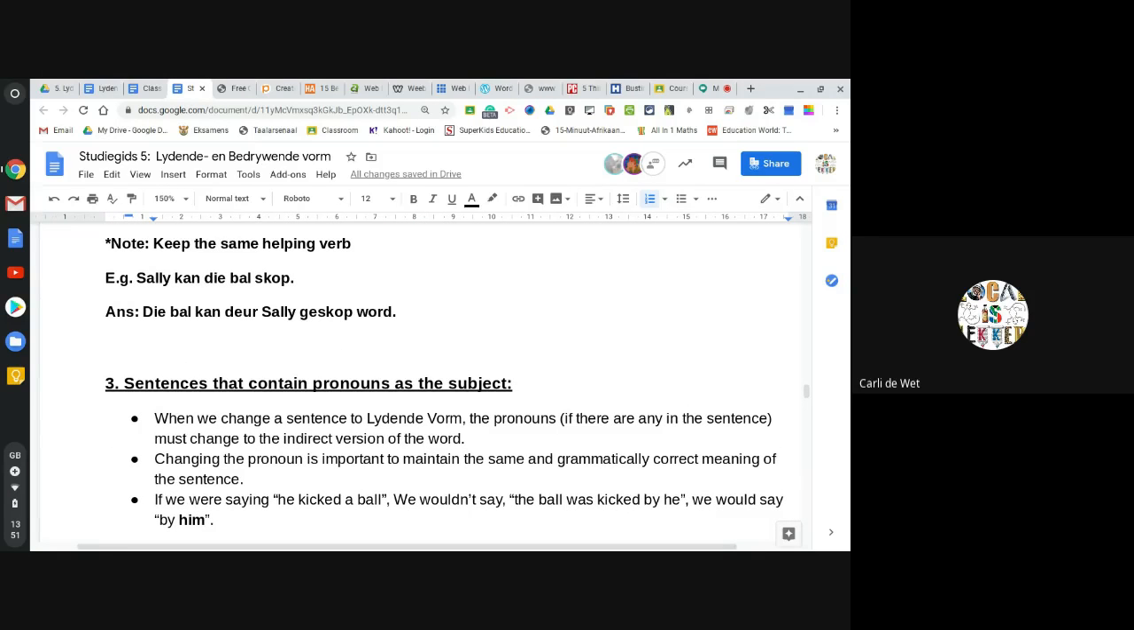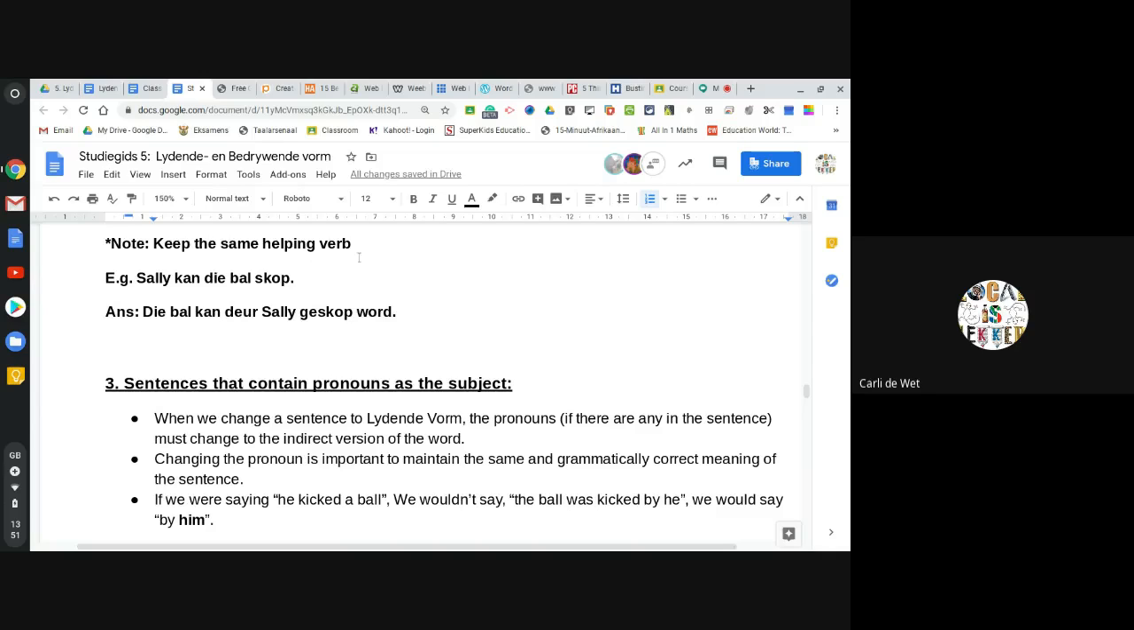Nou wys ek daar vir jou. Sally kan die bal skop. So kan is the auxiliary verb that they gave you. We're going to stick to the same formula, but we're going to substitute the sal for kan. So object kan deur subject geverb word.